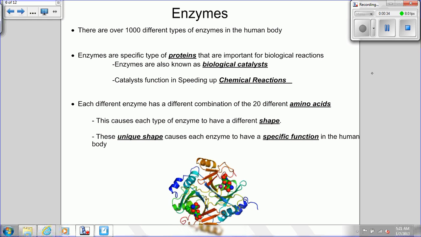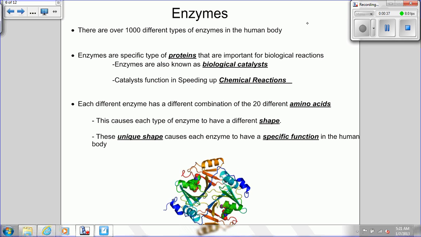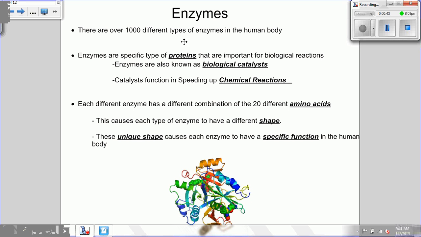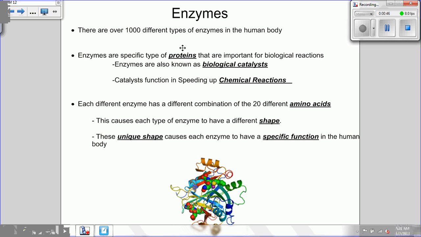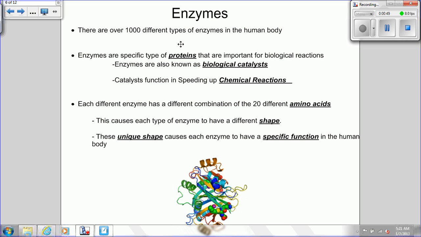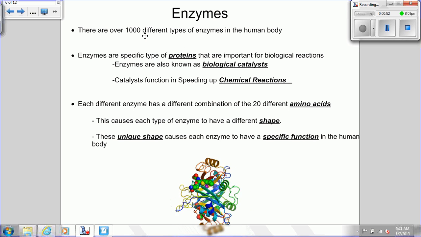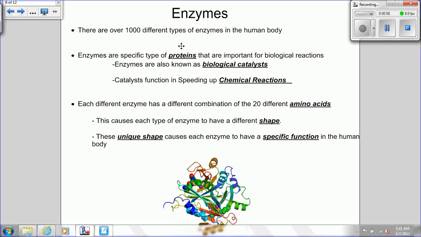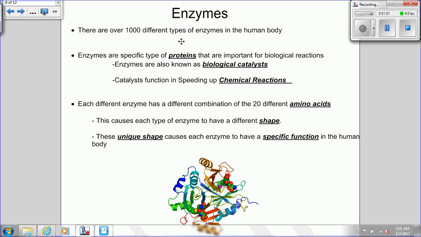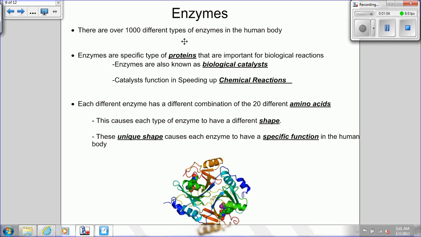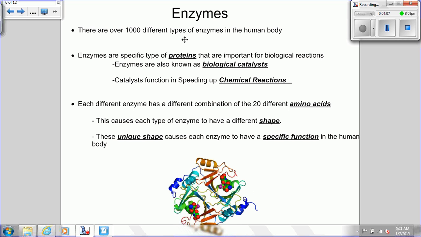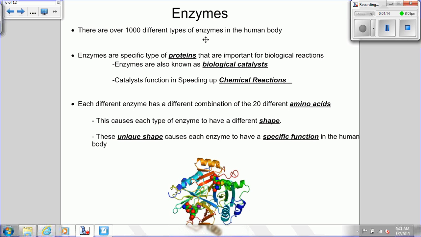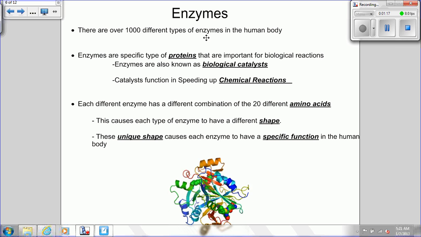Just to give you a little background information on enzymes, there are over 1,000 different types of enzymes in the human body, and enzymes are specific types of proteins. Before break, we talked about the 4 classes of macromolecules: carbohydrates, lipids, proteins, and nucleic acids. All of these 1,000 different types of enzymes are examples of proteins, and they are important for biological reactions. Many people call enzymes biological catalysts, and catalysts are those molecules or substances that function in speeding up chemical reactions. So technically, enzymes are biological factors that speed up chemical reactions.